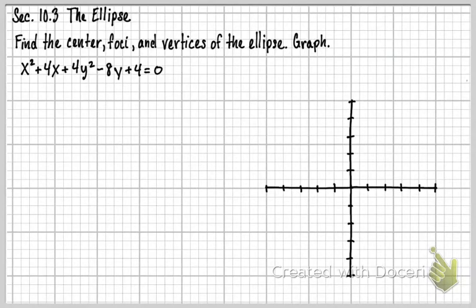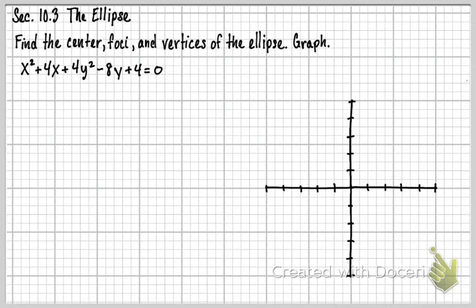Now this problem says find the center, foci, and vertices of the ellipse and then graph it. So with this equation here, we're just going to want to put it in that form, x plus something squared over some number plus y plus or minus some number squared over something squared equals 1. So that's what we're going to try to get to here with this problem. So we're thinking about completing the square.